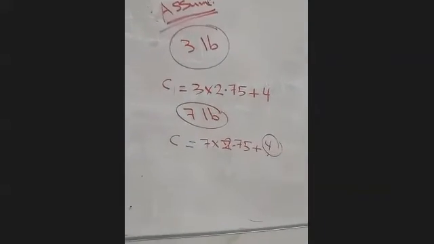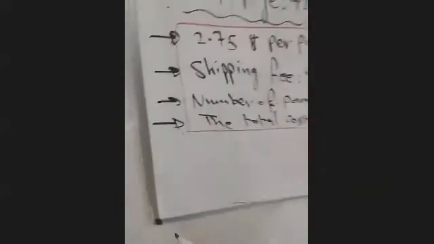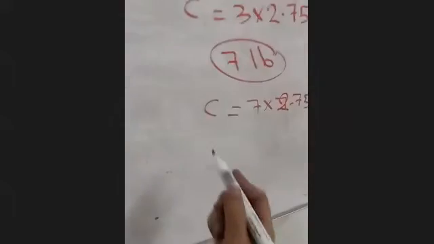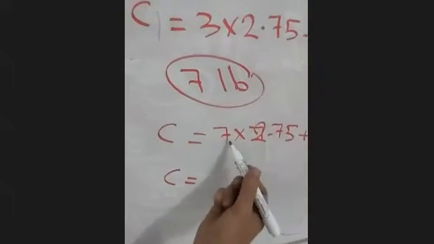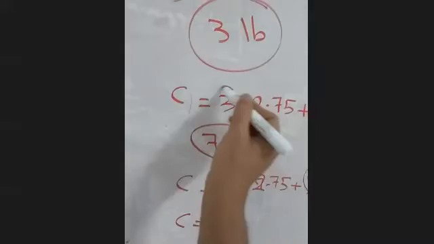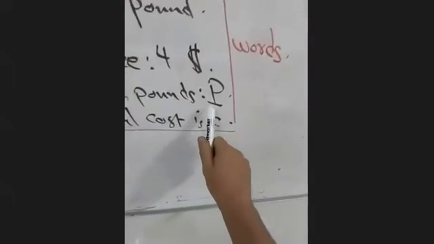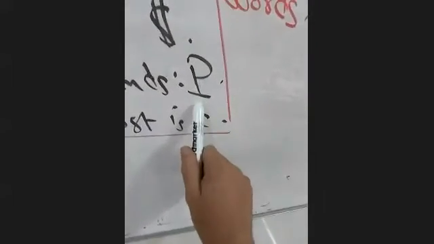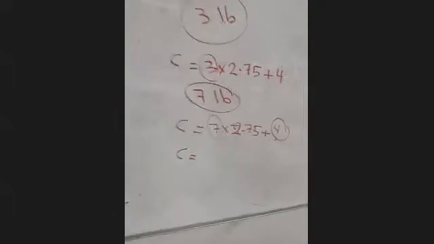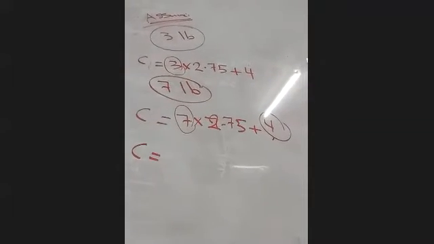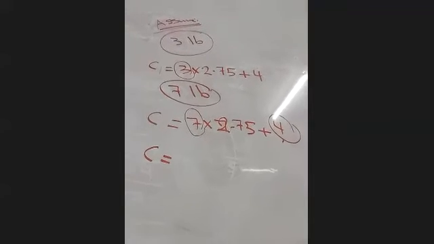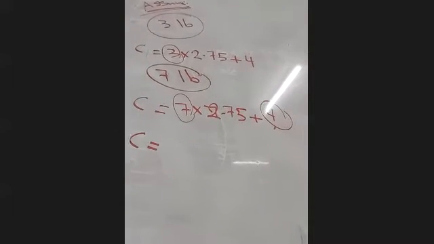So in general now, what should the equation be? C equals, okay, the number of pounds. These are the number of pounds. What is the number of pounds in the question? We don't know it. It is what? P. Hilal, yes. Do you know? What is the equation?